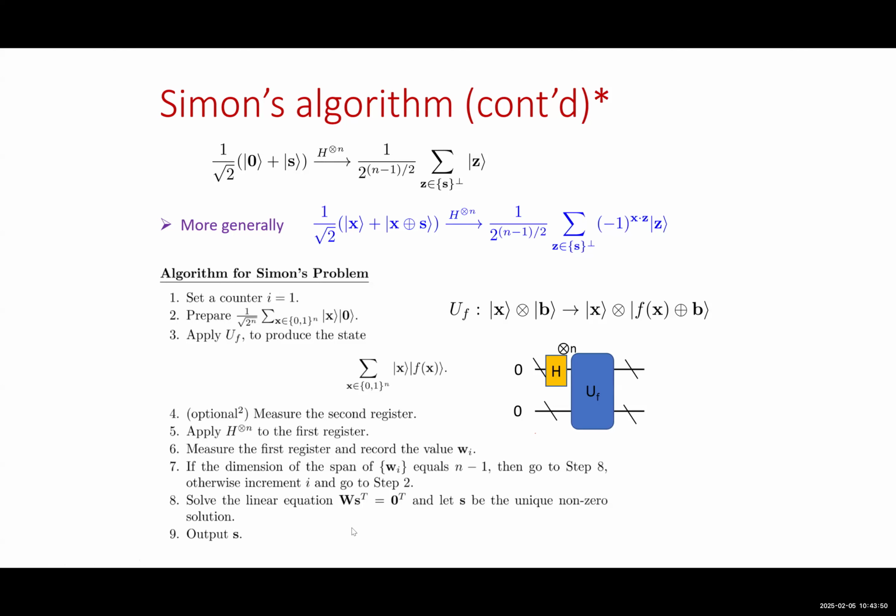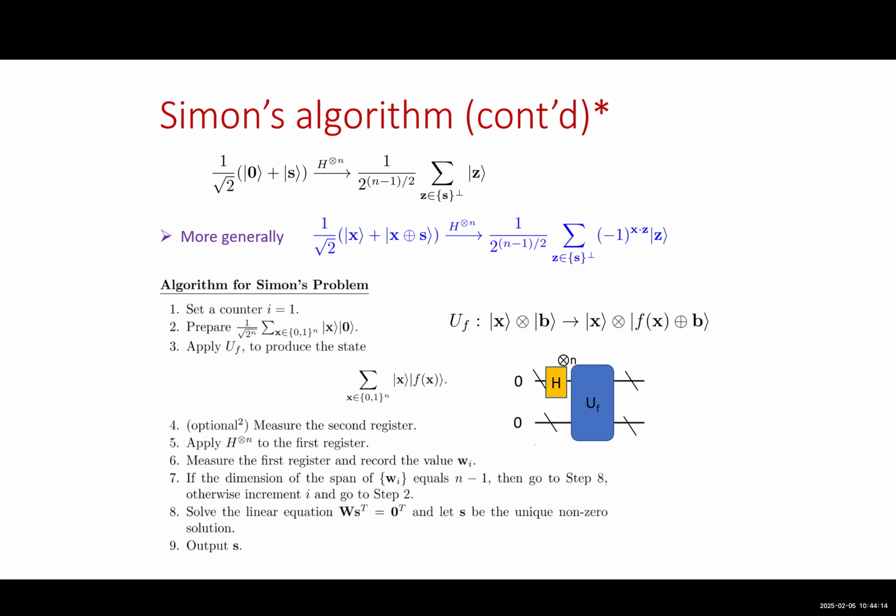So I want to ask, why is step 4 not optional? Can somebody tell me? Because when I argue, I have to measure the second register in order to collapse the first register into a superposition of two things. Why is that optional? Let me upload. Yeah, why is that optional?